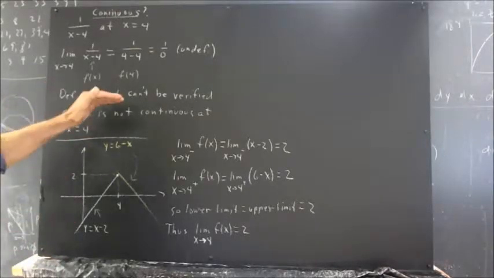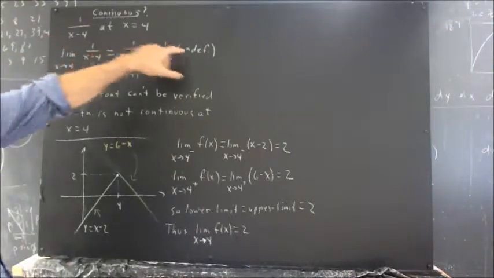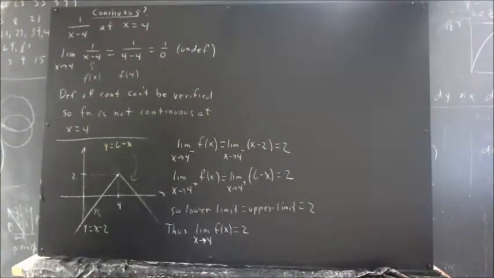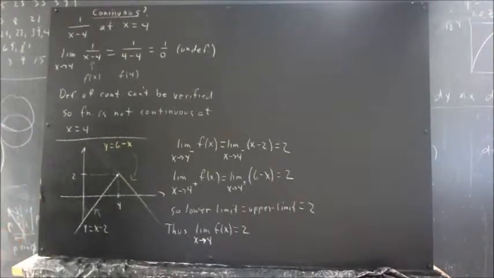We can't verify the continuity because this limit cannot be an undefined quantity. So the function is not continuous at x equals 4. So that one is kind of cut and dried. Okay, another example.